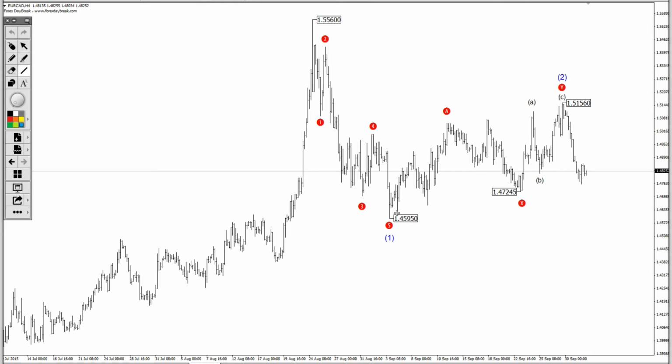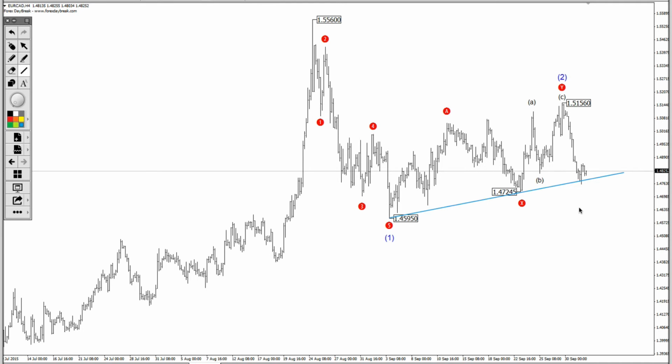Although I would like to see a clean break below 147 and eventually 145.95. We can actually draw a trend line here, which is now supporting this market at around 148.2 or 148 flat is more like the support level.